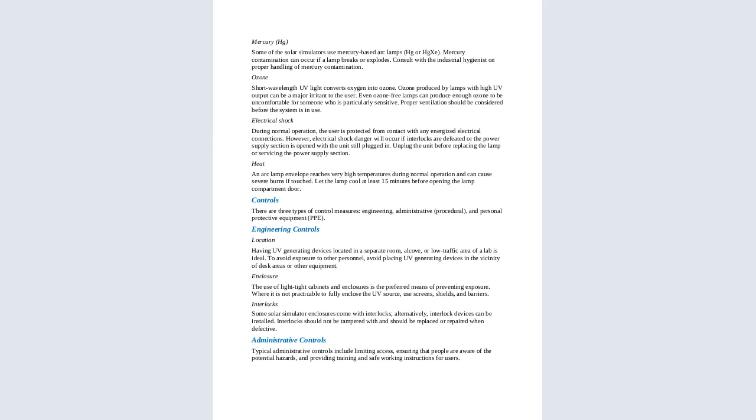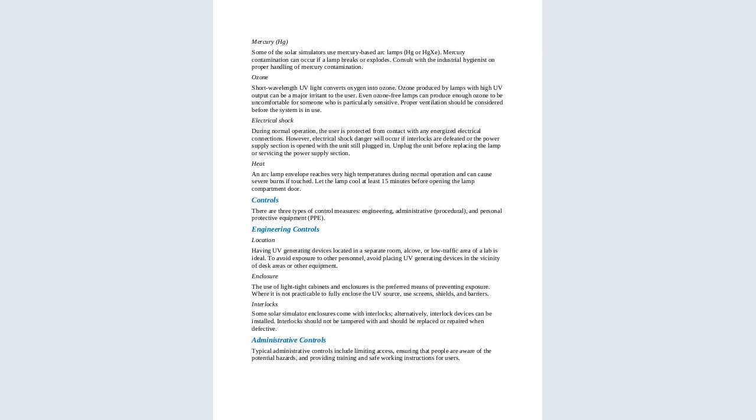So the controls. There are three types of control measures. We have the engineering measures, the administrative, which are also the procedural, and the personal protective equipment. So what are the engineering controls? Location, meaning having the UV generating devices located in a separate room, in a low traffic area of a lab, is ideal. To avoid exposure to other personnel, avoid placing the UV generating devices in the vicinity of desk areas or other equipment.